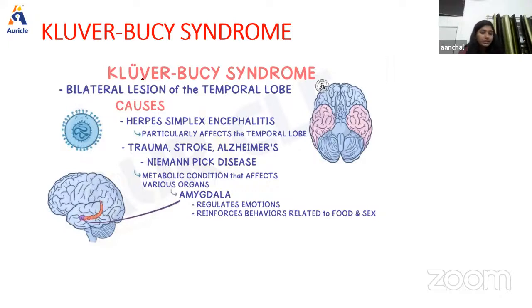Okay, so Klüver-Bucy syndrome is also known as temporal lobe syndrome. It is observed in various animals, particularly in monkeys, after bilateral ablation of the temporal lobe along with many other structures, and it also occurs in humans with bilateral lesions of these structures. Now we're going to discuss the manifestations of temporal lobe syndrome.